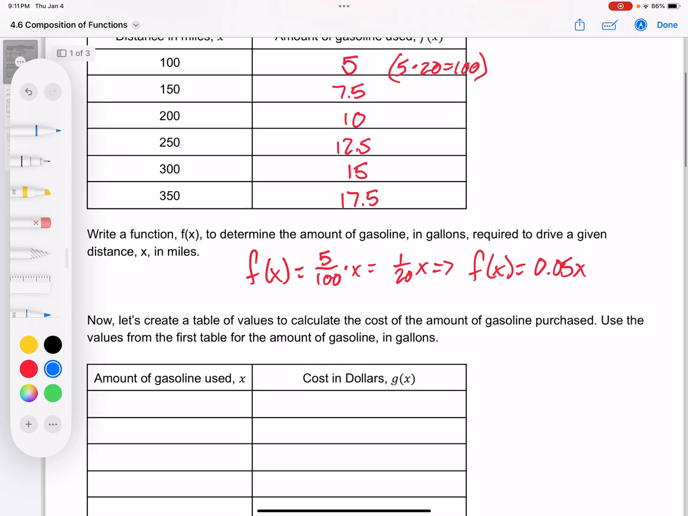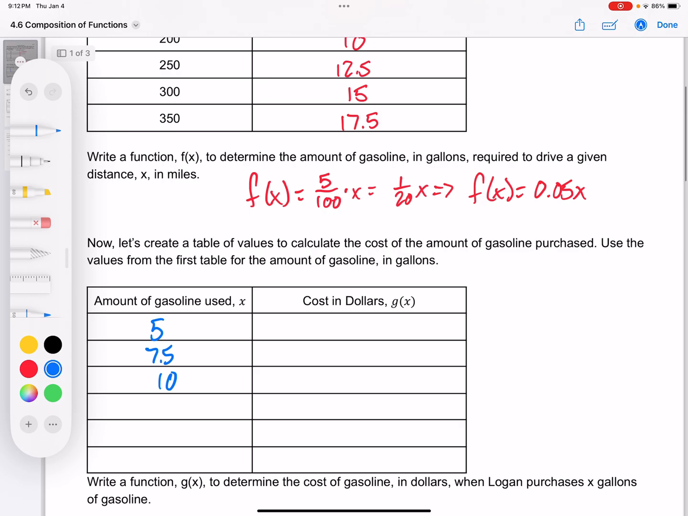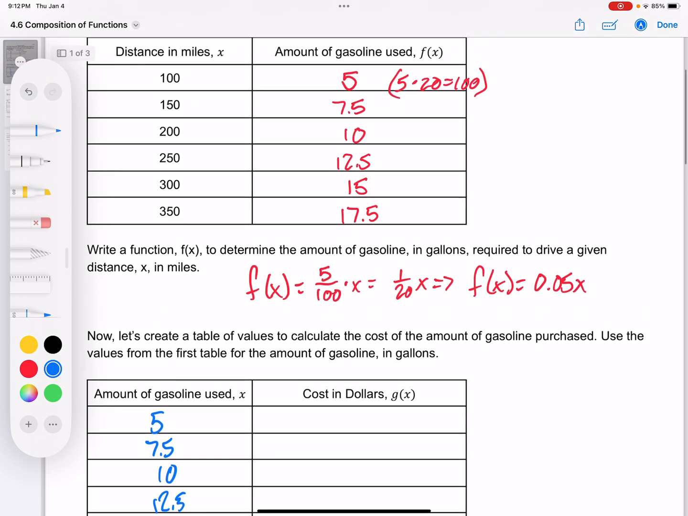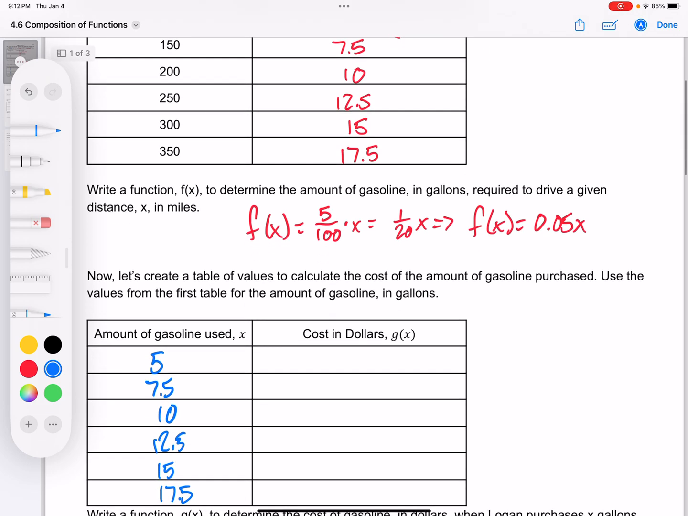Now, second step. Let's create a table of values to talk about the cost of the gasoline purchased. And we're going to use these same values that we generated up here. So 5, 7.5, 10, 12.5, 15, and 17.5. All right? So we know that our gas was $2.50 per gallon. So $2.50 times 5 is $12.50. So that's $12.50. All right.